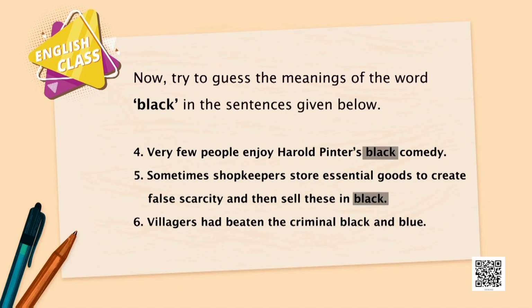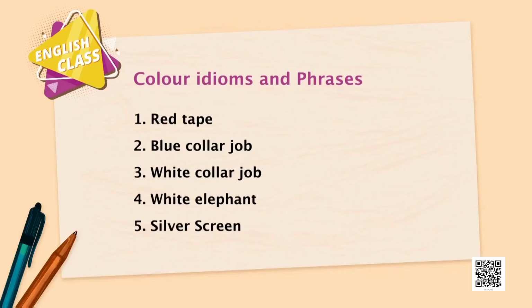Look at the next one. Villagers had beaten the criminal black and blue. What does it mean? There are two colors here. Sometimes we say that he was beaten up black and blue by the police for his violation. We should not beat anybody black and blue. Even law forbids. Marks remain. He was beaten severely. Black and blue means beaten continuously. Now, learners, this is how English language and any language has such idioms and phrases. Now, look at color idioms and phrases. Let's give them some examples. Red tape.